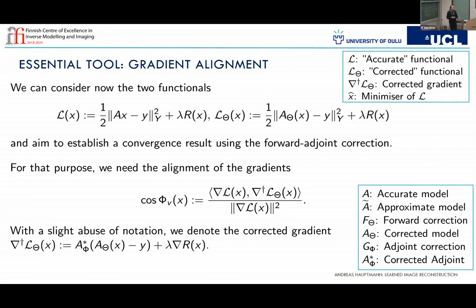So basically we want that our corrected gradient points in a similar direction as the original gradient, at wherever point it is evaluated. So that's what we look at here. Of course, if these are equal, then this would be 1. So they're pointing in the same direction, and then we would definitely converge to the same point. As I wrote, with a bit of abuse of notation, we consider the gradient of the corrected functional as this composition where we have the corrected adjoint and the corrected forward one.